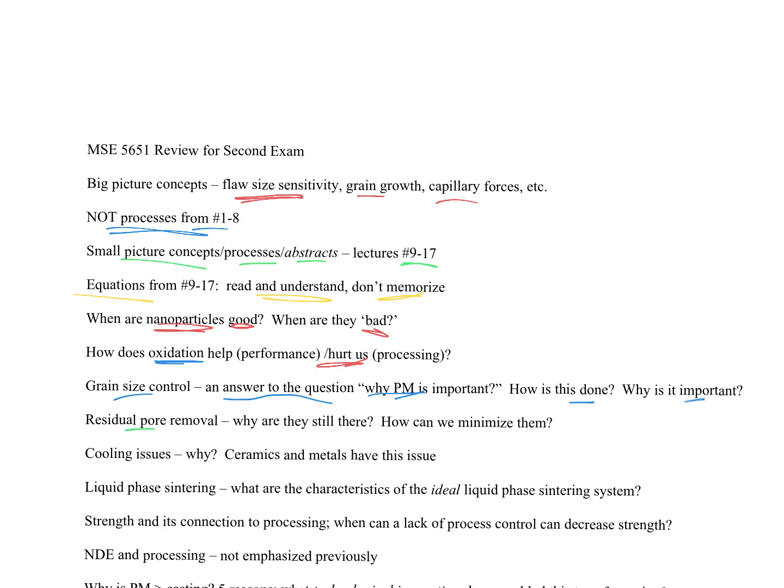And the one thing that still haunts us when it comes to metallurgy and injection molding is residual pore removal. First, again, why are they still there and how can we minimize them? How do we minimize the grain size to maximize the pore removal processes that we know are beneficial to us regardless of whether it's a metal or ceramic? Those things are still going to be important to us.